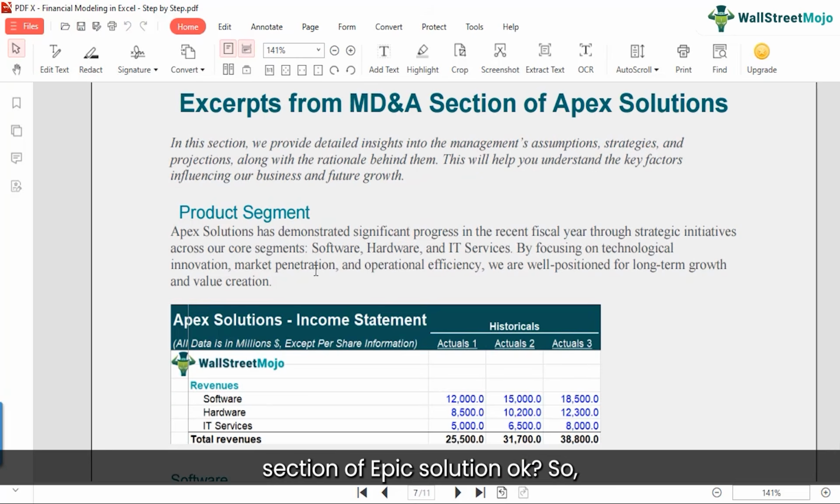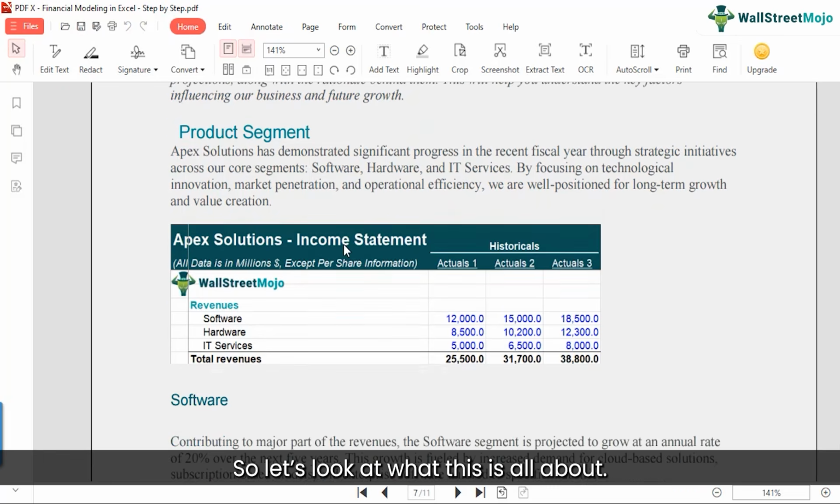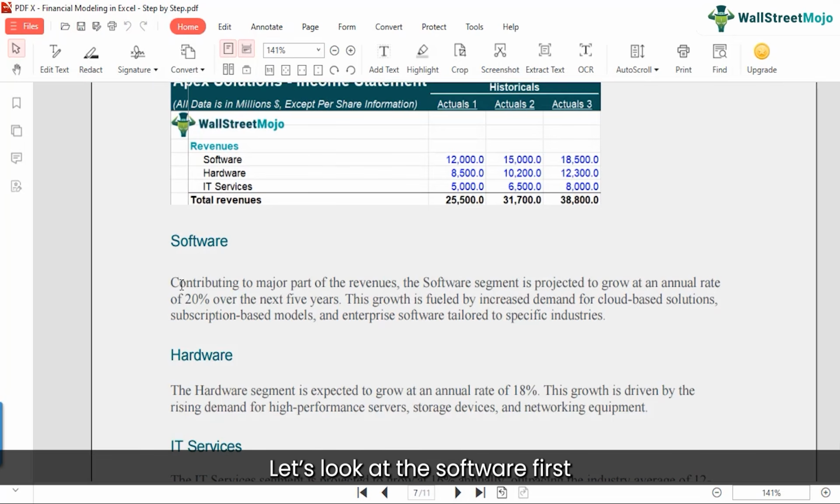Okay, so for the revenue, we are going to focus on this part, the product segments part. Let's look at what this is all about. There are three segments: software, hardware, and IT services. Let's look at the software first.